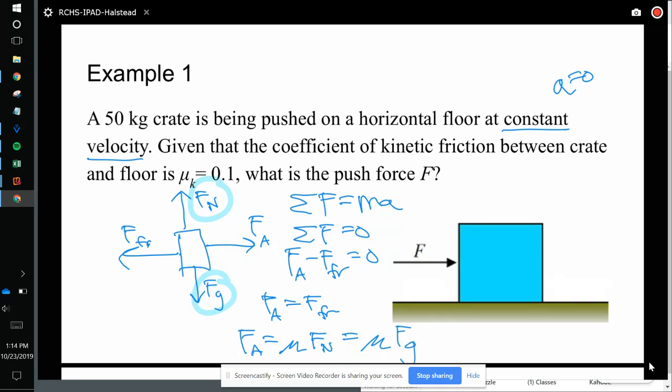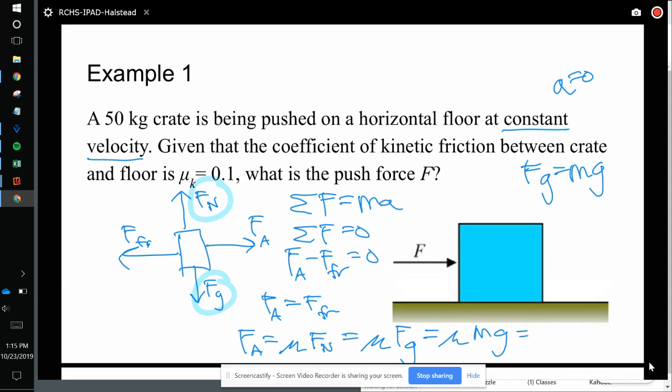So we get mu times force of gravity. And then we know that force of gravity is equal to m times acceleration of gravity, so we can plug that in for force of gravity. We get mu times mass times acceleration of gravity. And now we can finally plug in our numbers. So we get mu is 0.1.